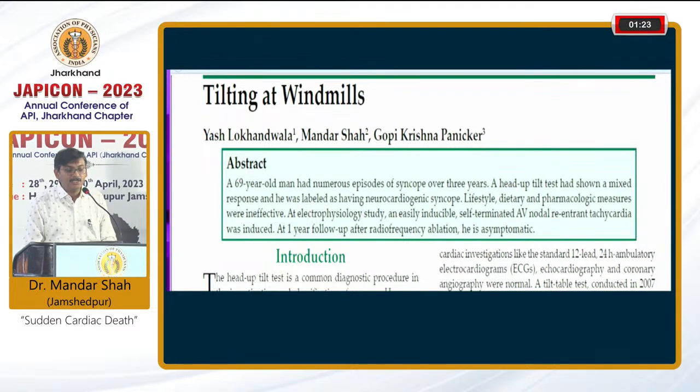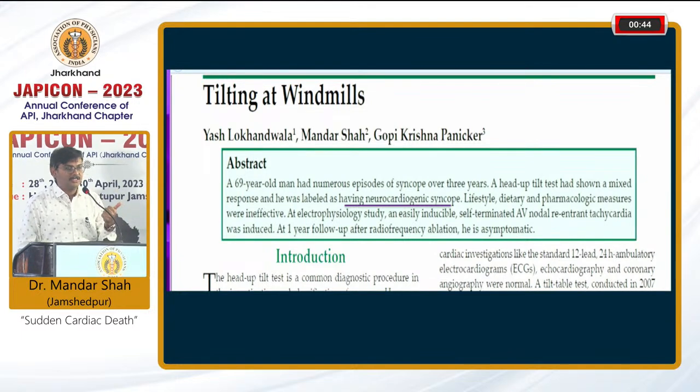A 69 years old gentleman had numerous episodes of syncope. Head-up tilt test was positive and he was diagnosed as neurocardiogenic syncope. But lifestyle, dietary, pharmacological measures were all ineffective. Then on detailed history, he said that every time whenever he gets syncope, it is preceded by palpitations. So then we took him for EP study, and EP study showed easily inducible AVNRT, supraventricular tachycardia. And as soon as supraventricular tachycardia would start, the blood pressure would significantly drop. And that was the cause of syncope.